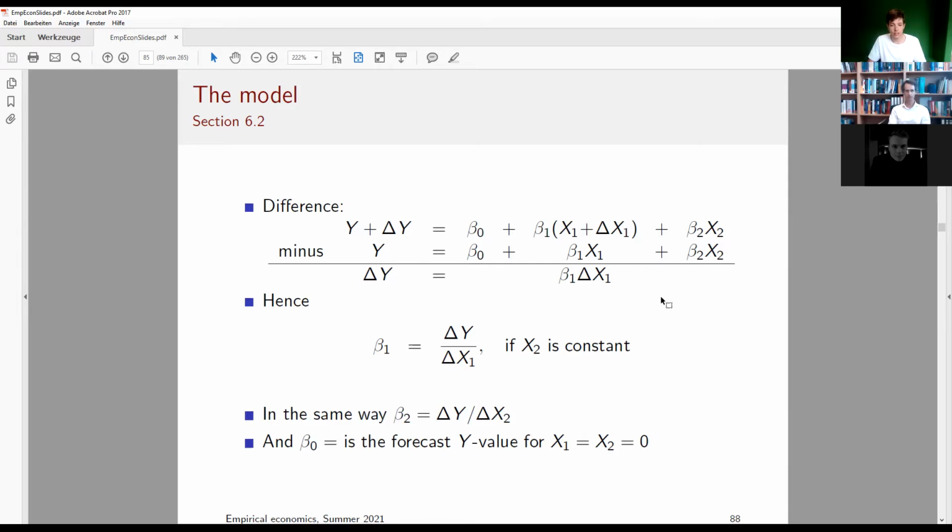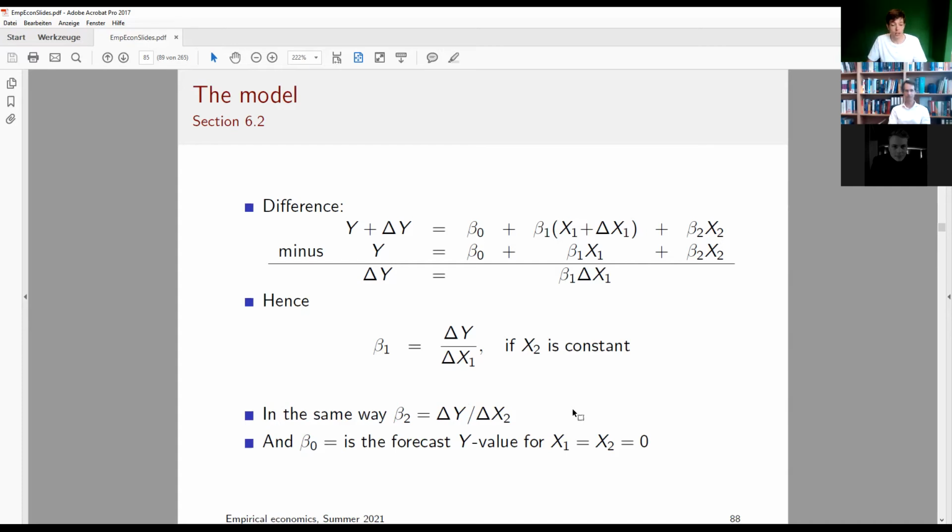Now we can divide that by delta x1 to isolate our coefficient, and then we see that the coefficient is nothing else than the slope of that surface in direction of x1. So the change in y, the increase or decrease of our test score, divided by the change of our student-teacher ratio, the increase or decrease of the student-teacher ratio. And that holds true not only for beta 1, but also for beta 2. And obviously, if we have k regressors, that would hold true for all the regressors up to beta k as well.